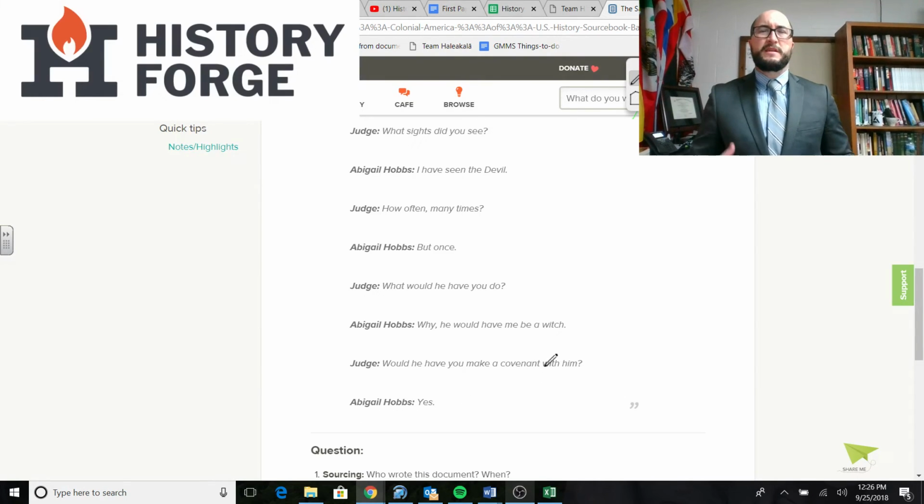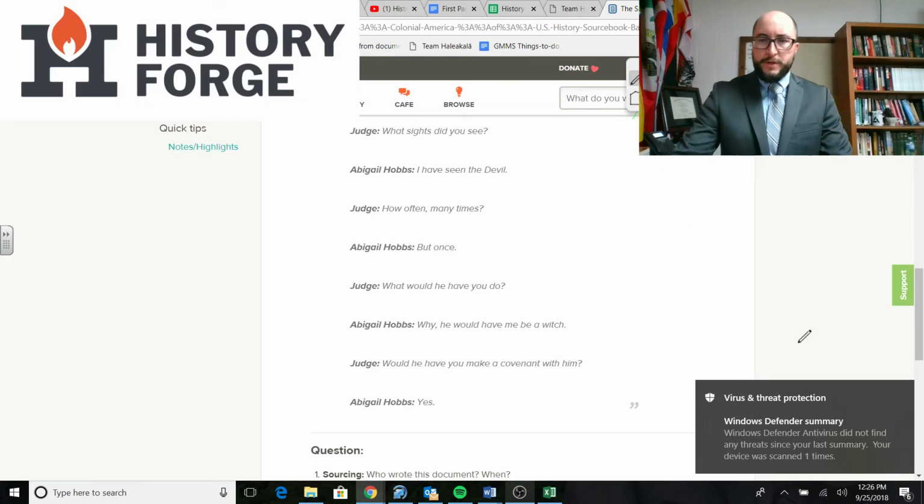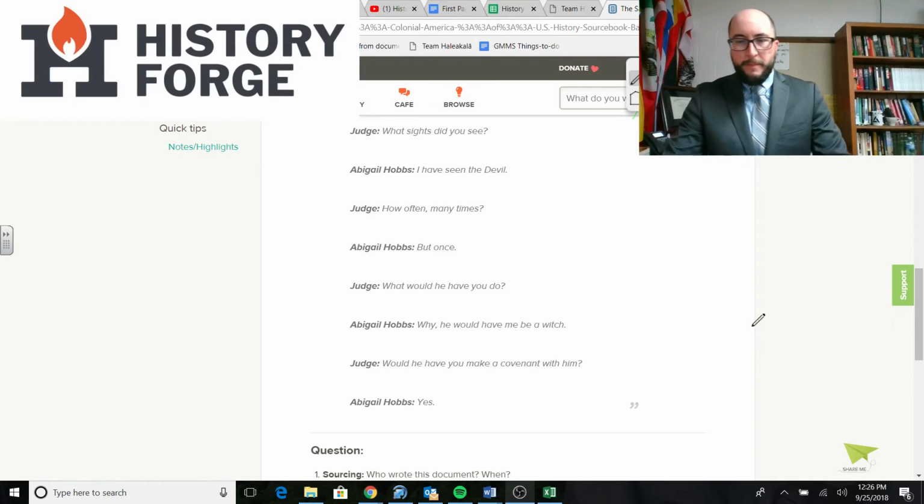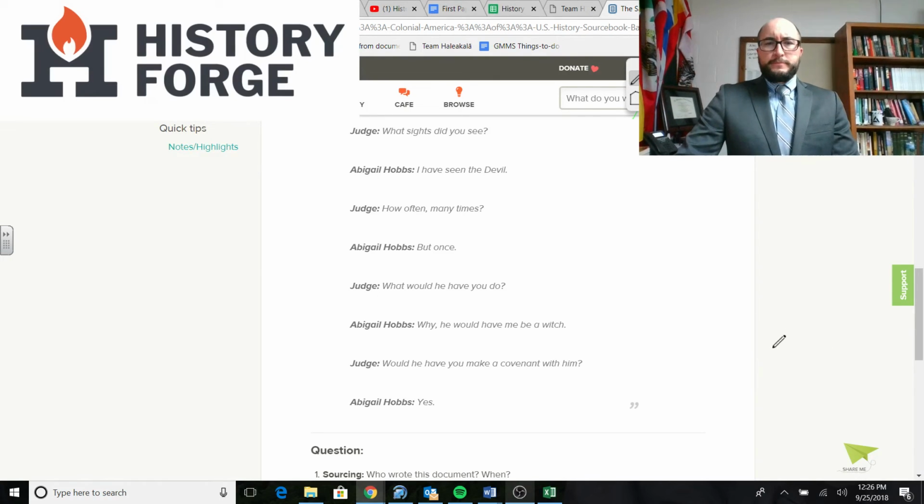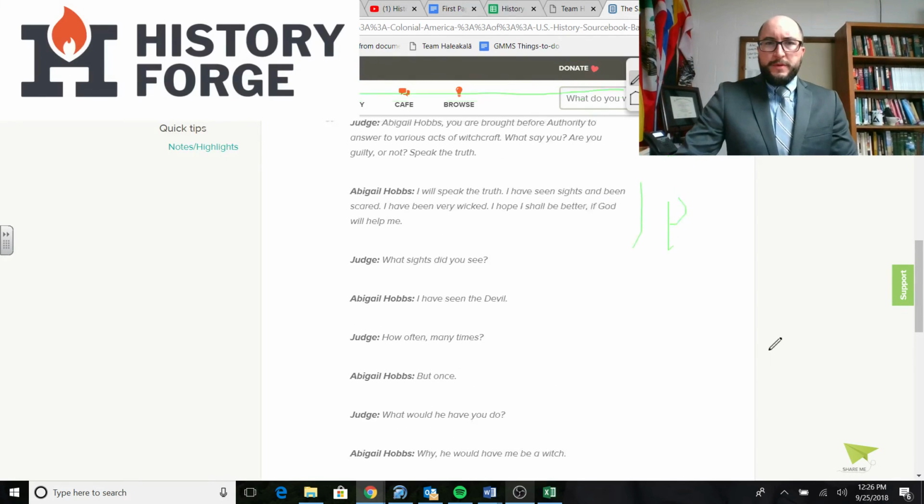And a covenant's like a pact, especially amongst a group. In this case, it's like agreeing to make a deal with the devil, or just basically have a relationship with the devil. So again, just kind of being a witch. There are a lot of things we don't know about this source.